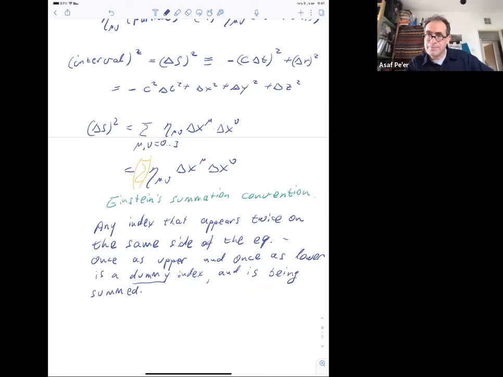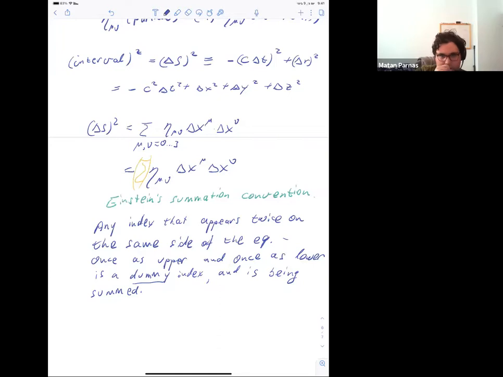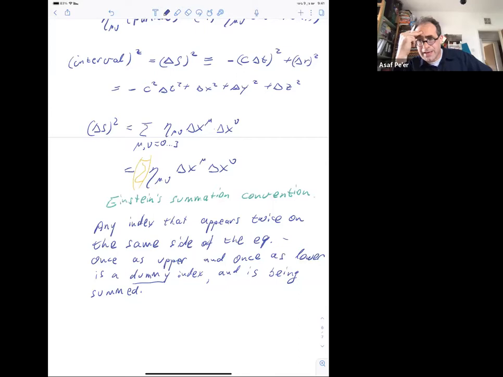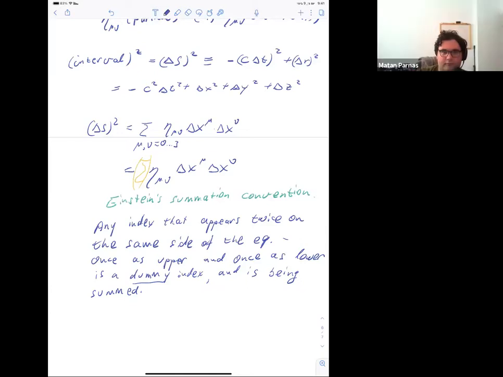Can I ask another question? Yes. And for the rest of our course, no matter what, we will always sum the indexes from 0 to 3 because we'll talk about 4D space-time? Yes. Unless it's a Latin index, and then it's only the space part: 1, 2, 3. Okay, more?